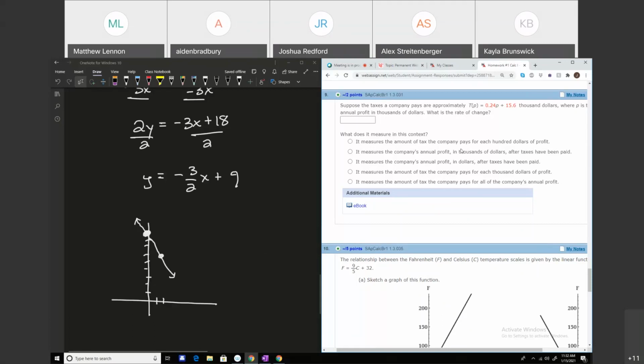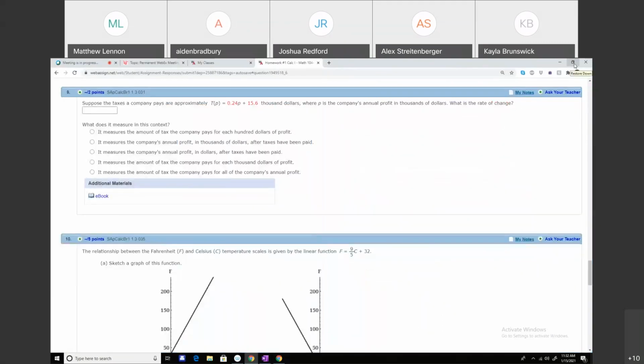So number 9, we've got this function. It says, suppose the taxes a company pays is this function T of P, which is 0.24P plus $15,600, where P is the annual profit in thousands of dollars. So we've got taxes in thousands of dollars and profit in thousands of dollars. So that would mean our slope is the taxes we're paying per dollar's revenue. So what is the rate of change? Well, the rate of change is this 0.24.